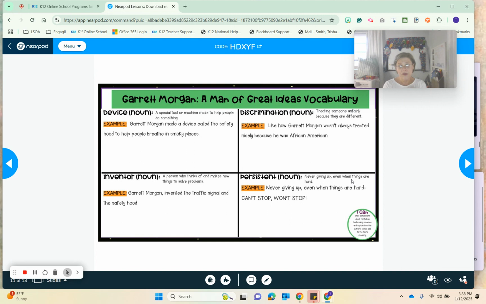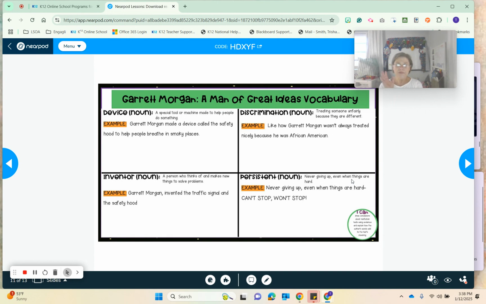Inventor, a person who thinks of and makes new things to solve problems. Garrett Morgan invented the traffic signal and safety hood. You're not going to write a sentence that says Garrett Morgan drove a car or fought fires. He might have done both of those things. But does that help us understand what an inventor is? No, it doesn't. So your sentence has to match what the meaning of that word is.